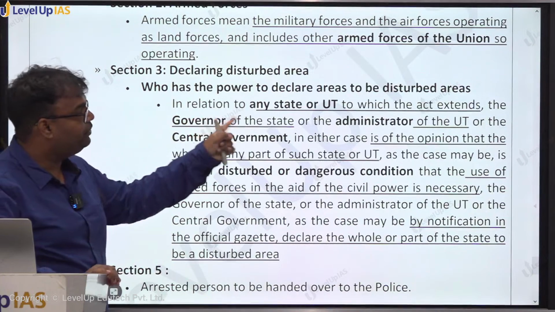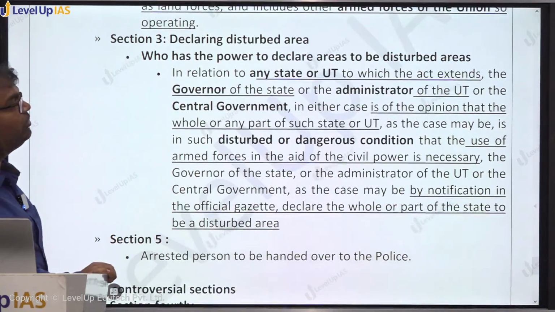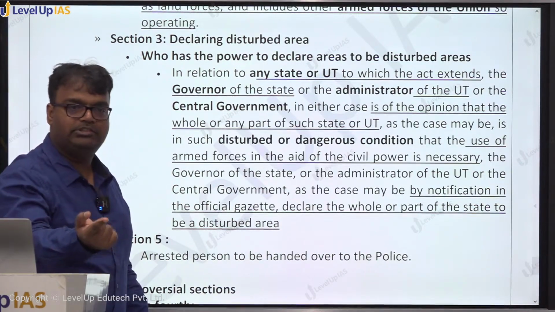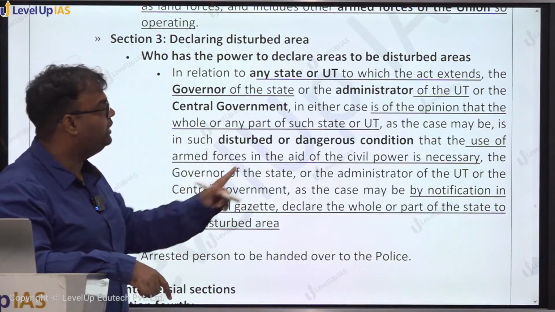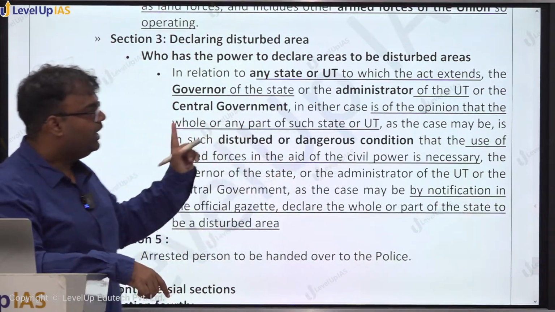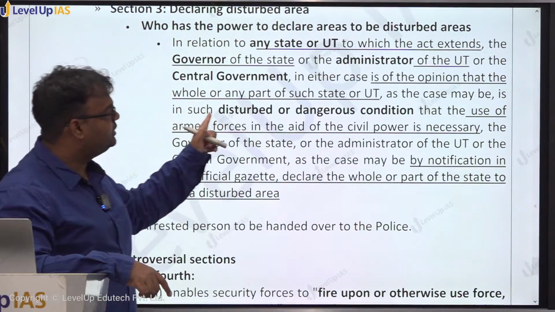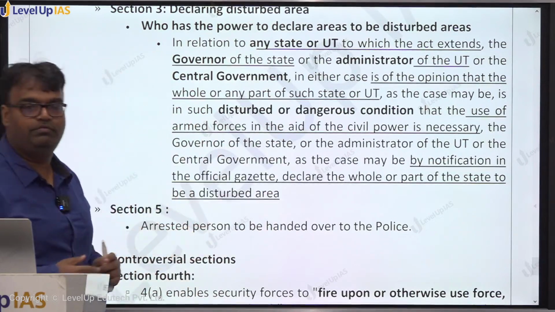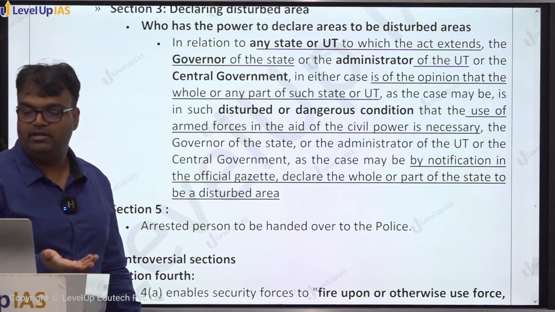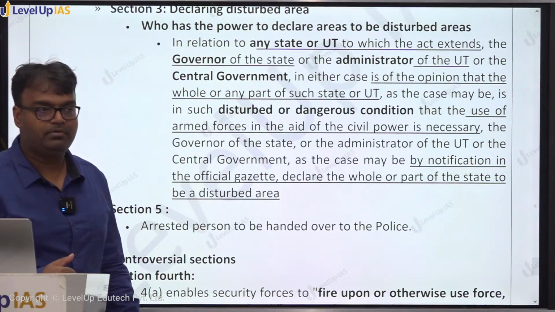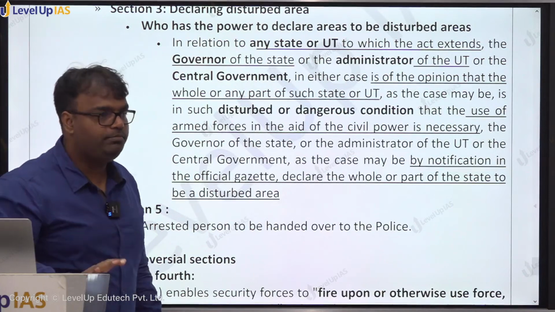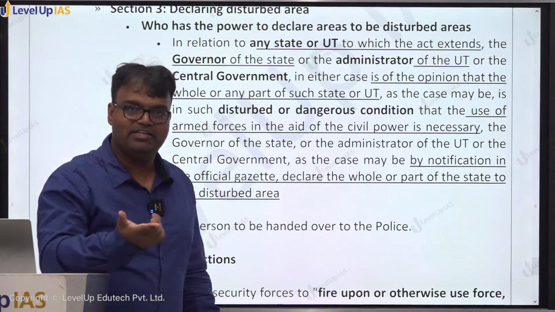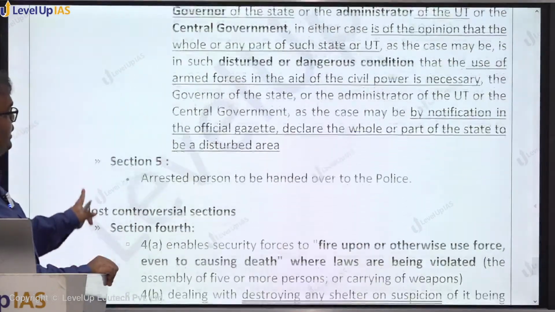So in relation to any state or UT to which the act extends, the governor of the state or the administrator of the UT or the central government, the governor UT के केस में administrator and central government in either case is of the opinion that the whole or any part of such state or UT as the case may be is in such disturbed or dangerous condition that the use of armed forces in the aid of civil power is necessary, they may notify those areas as disturbed areas and then AFSPA would be applicable. Are we getting this? तो central government भी कर सकता है और state government, and we saw the examples. Home Ministry extending it in some places and the state government extending it in some places.